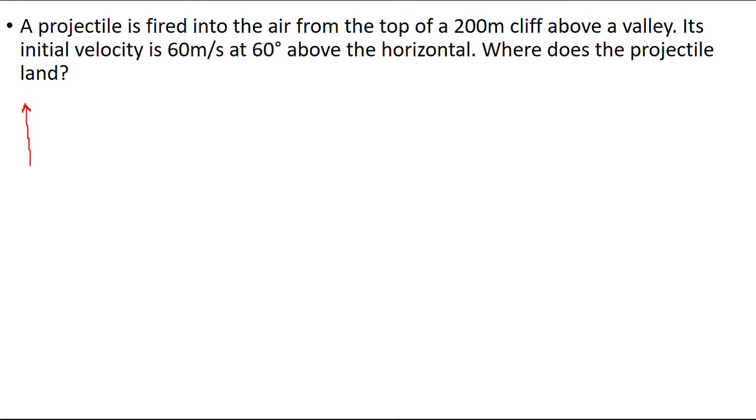So here we go. We have a projectile at the top of a 200-meter cliff. I'm just going to write it here: it has a velocity of 60 and an angle of 60 degrees too. Okay, and it's going to fly all the way until it gets here. So what to do?